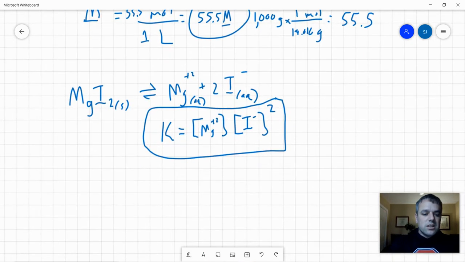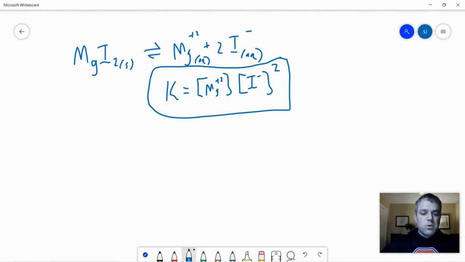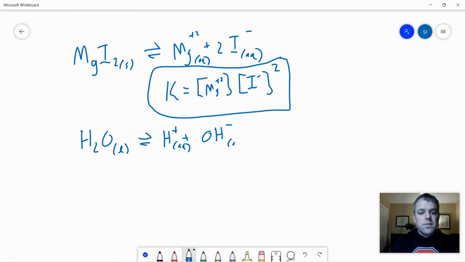Similarly, there's another example that you may have seen before. If we're talking about water, we know that water, as a liquid, can make H pluses and hydroxides. And so the K for this equals the concentration of H plus times the concentration of OH minus. We don't include the liquid water.